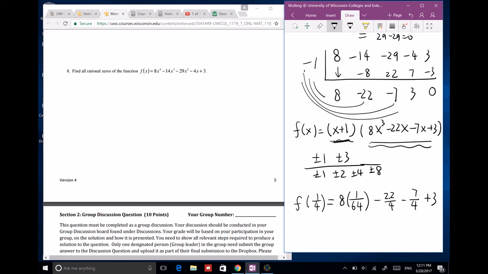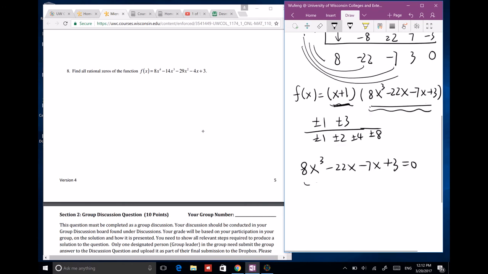One-fourth. So if you do that, it cancels it out. So 1/4 is not working. And you have to check one by one, like 3/2, that's all of them, see which one works. Okay. So basically now I need to find out 8x cubed minus 22x minus 7x plus 3 equals 0. I need to find out the zeros of this one.